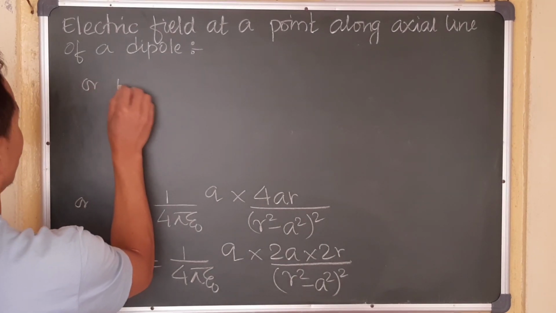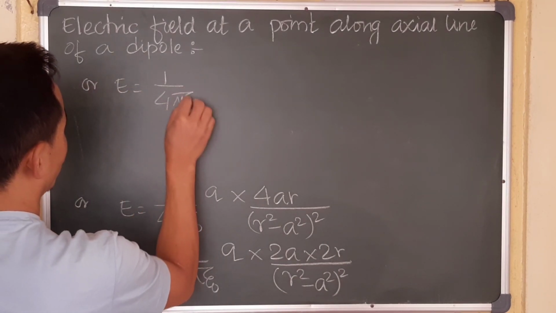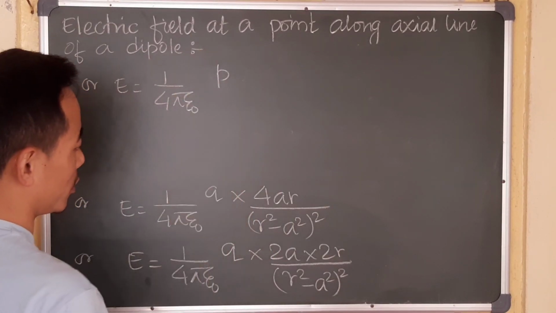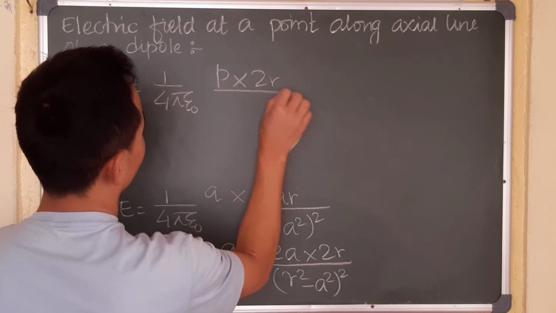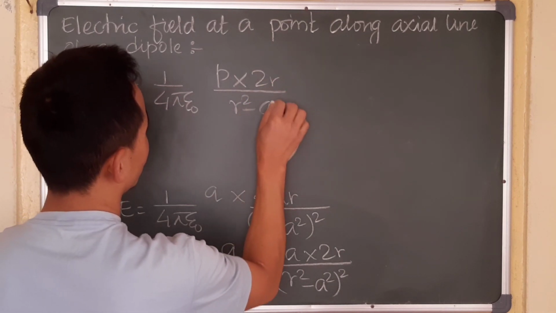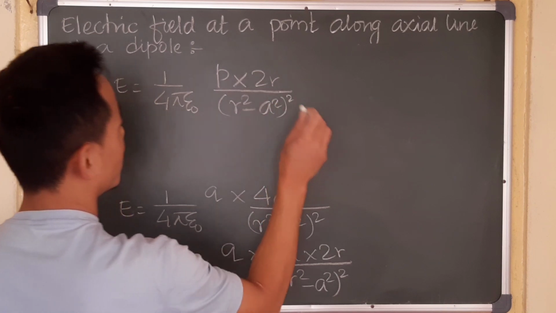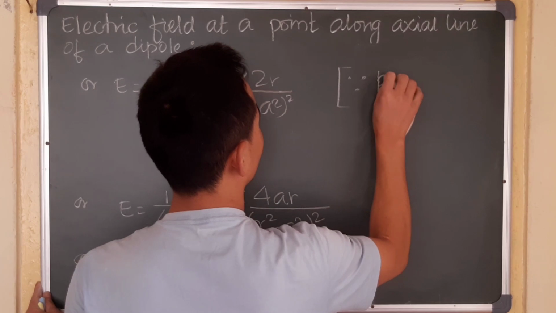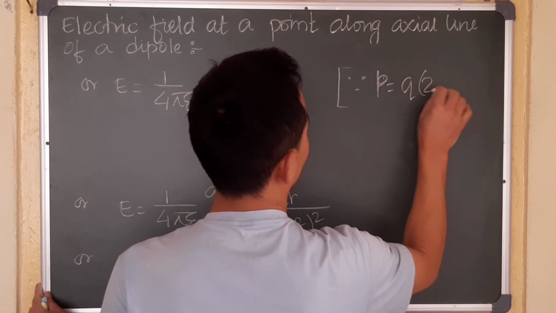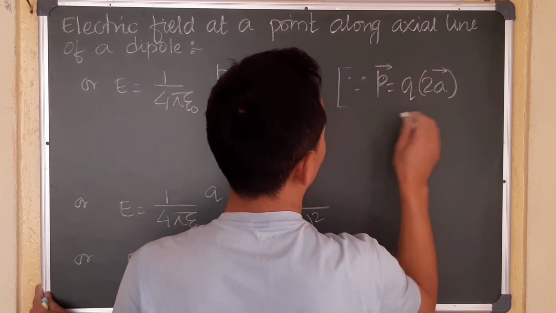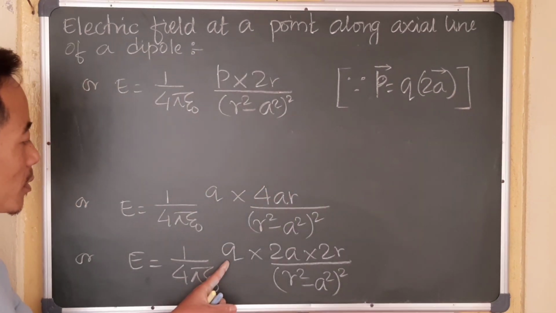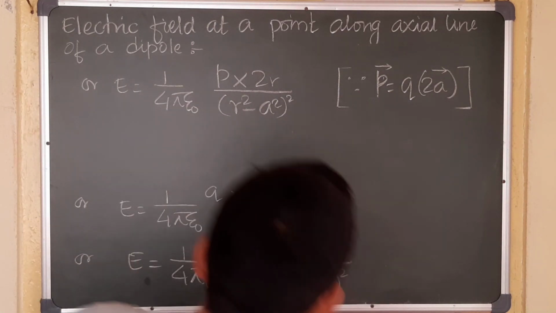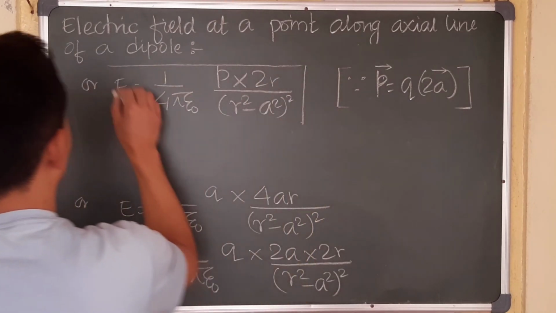So we can write E is equals to 1 by 4 pi epsilon naught. This q into twice a will be replaced by p, which is the dipole moment, twice r divided by r square minus a square whole square. So here we have replaced p, which is dipole moment, is equals to q times twice a. So I hope this is clear. So this q into twice a, we have replaced it with p. So this is one equation.